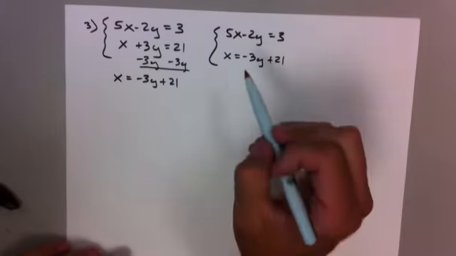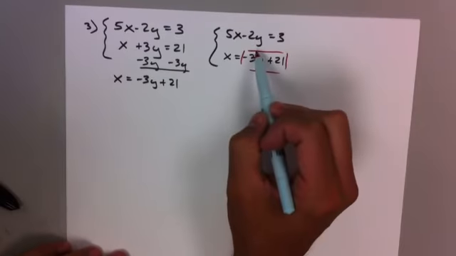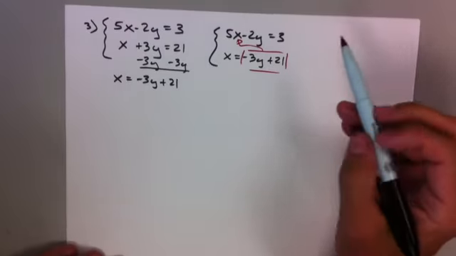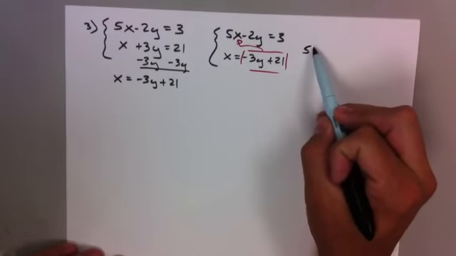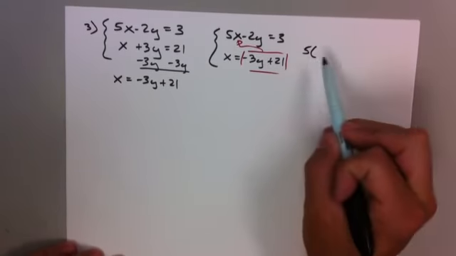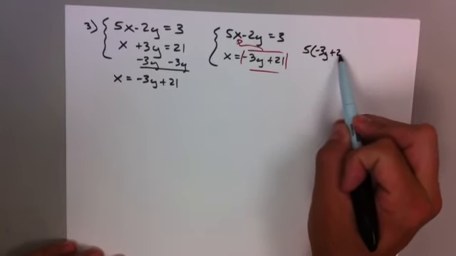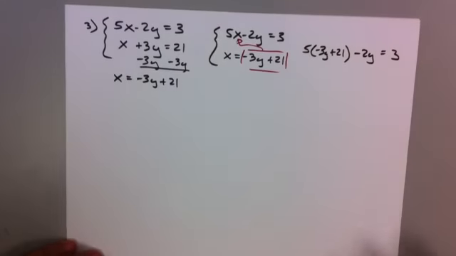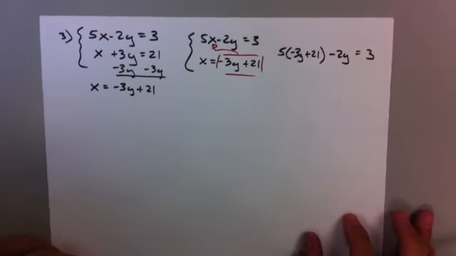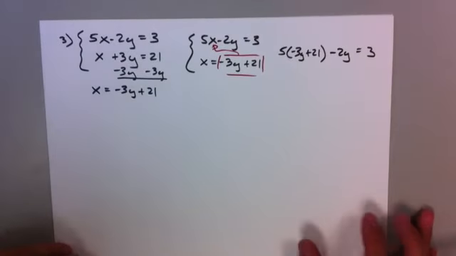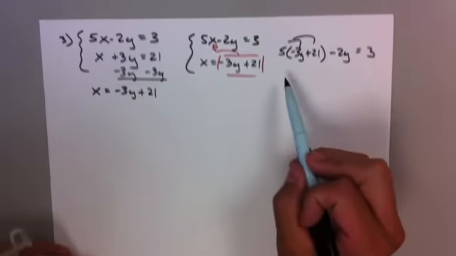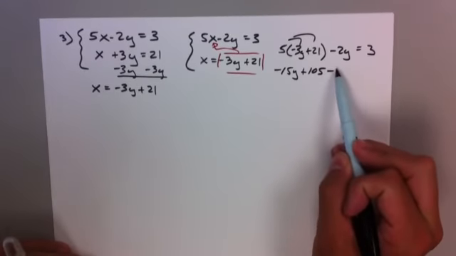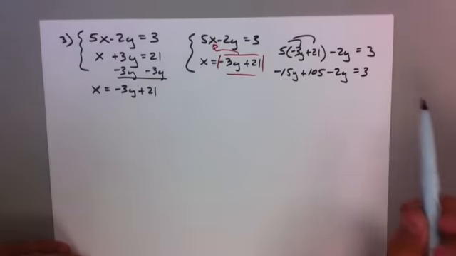So let's do our substitution. I'm going to take this and substitute it right there. And so my new equation is going to be 5 times, now instead of x, I'm going to put this, negative 3y plus 21 minus 2y equals 3. Hopefully, let me slide that over. Makes sense so far. Let's distribute. So I get negative 15y plus 105 minus 2y equals 3.